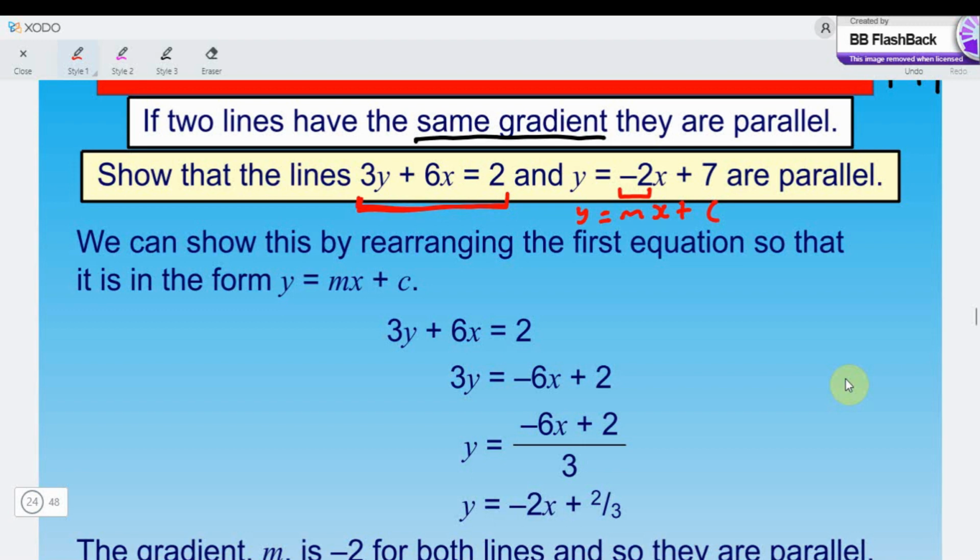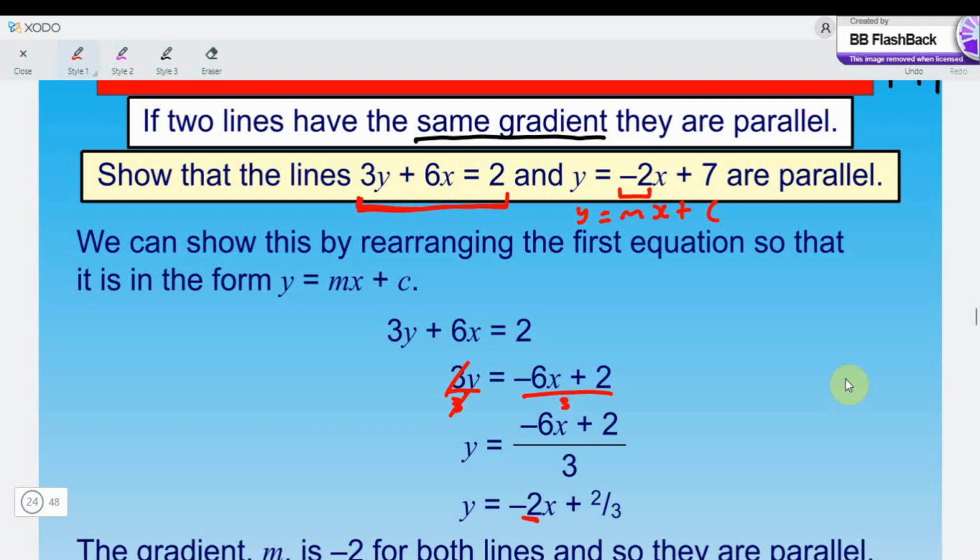So first we can bring over the 6x. That's what we did to get 3y is negative 6x plus 3. We then divide both sides by 3 here. And by dividing both sides by 3, 3 cancel 3. Negative 6x over 3 is negative 2x. Then 2 over 3 is just 2 over 3.